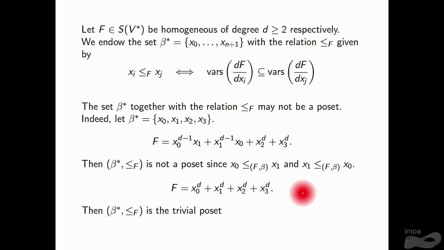And in the other case, if we have the Fermat equation, then nothing is comparable, because the set of variables that appear when I derive with respect to x0 is again x0, and so on. Yes, it's the trivial poset, but it is a poset.